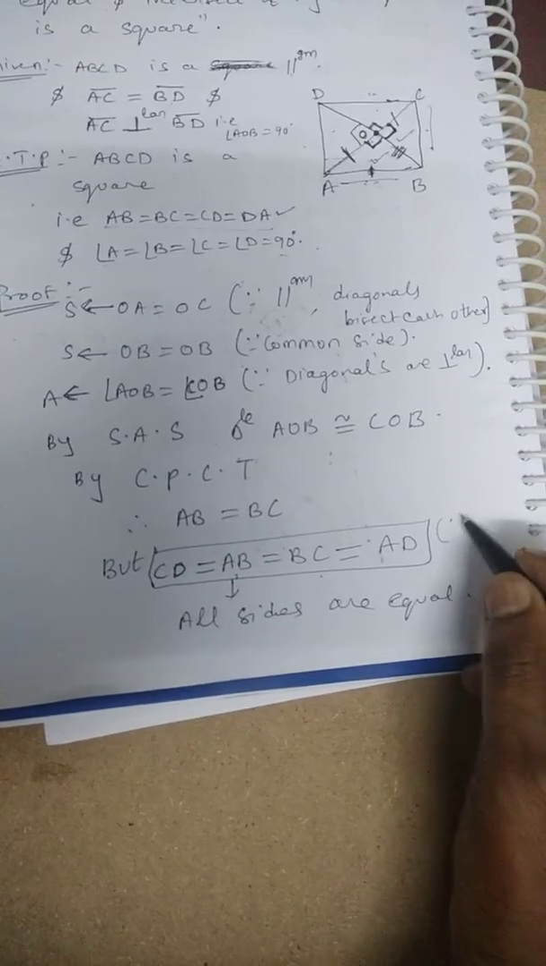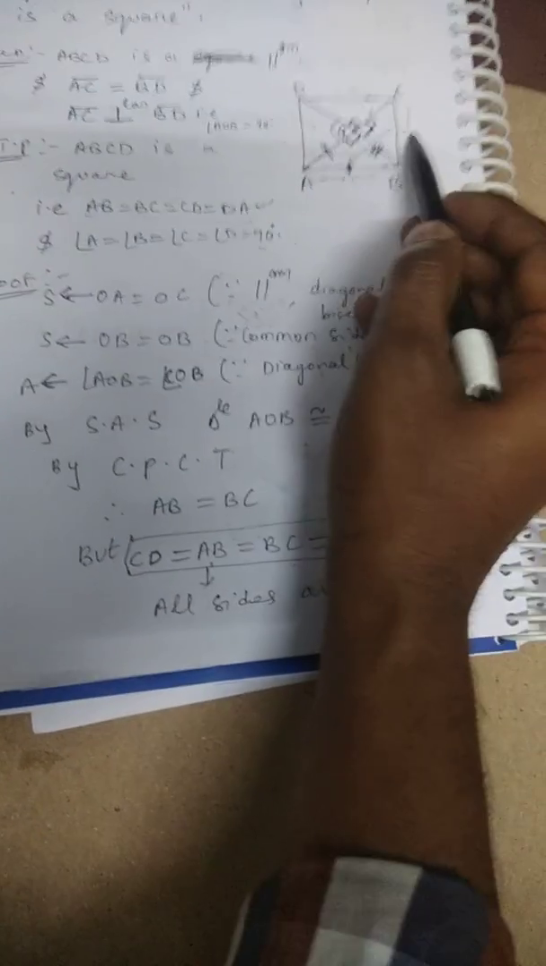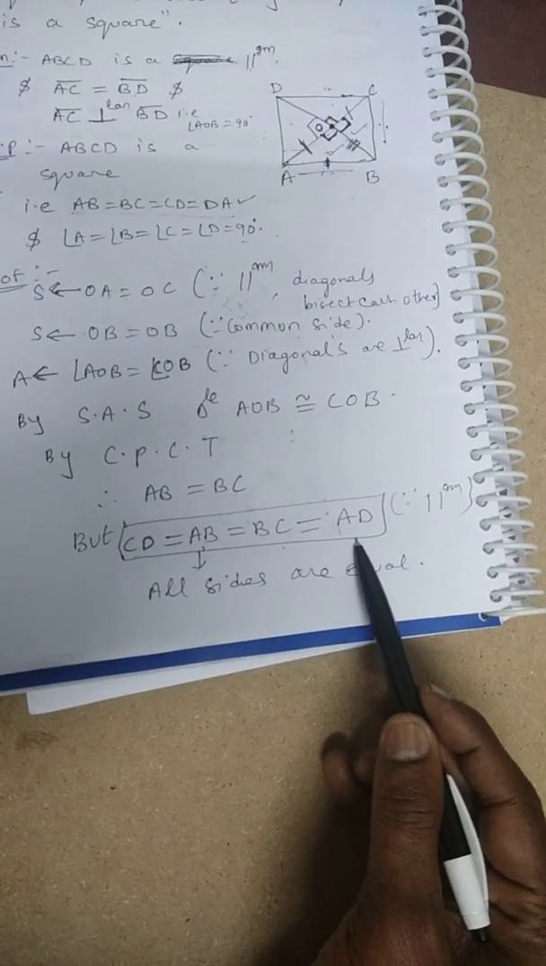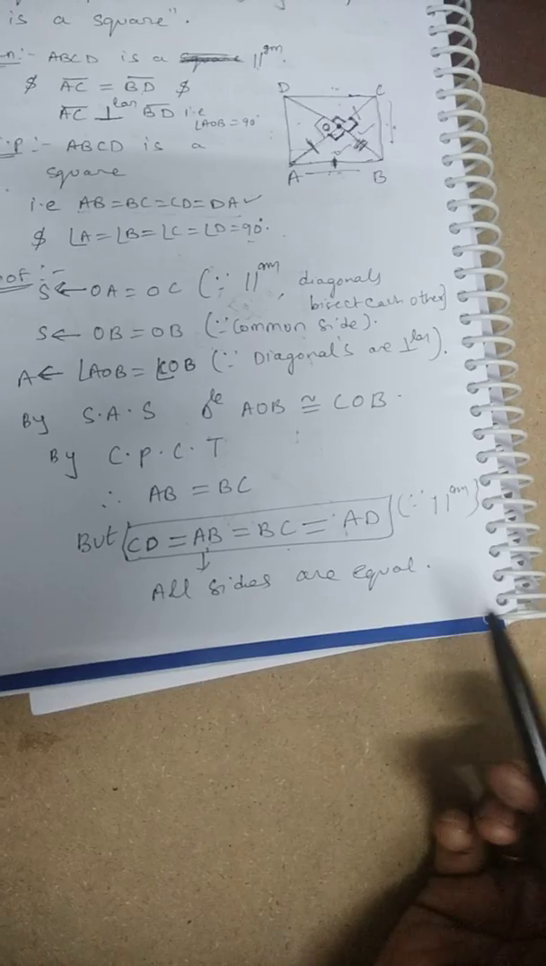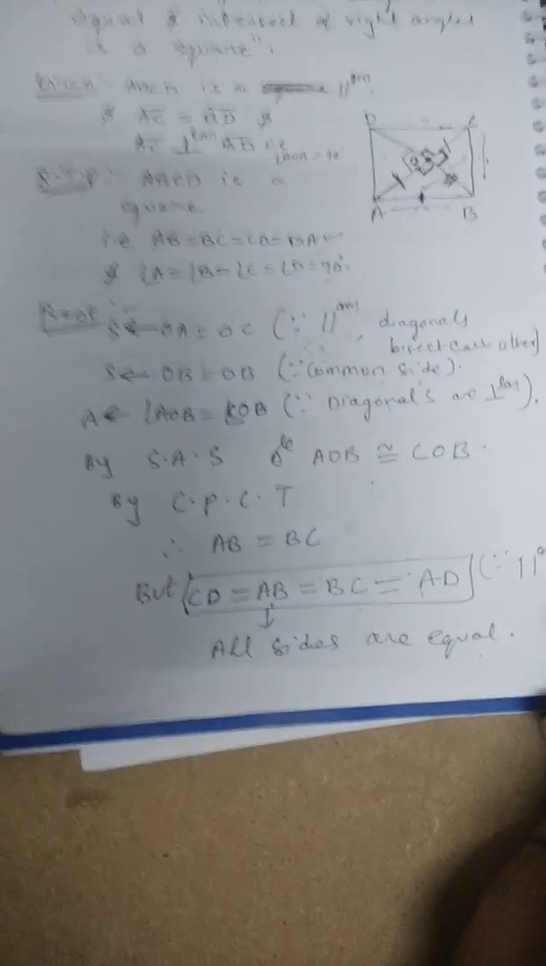Why is this so? Since it is a parallelogram, opposite sides are equal. So AB is equal to CD and BC is equal to AD. So automatically all four sides will be equal. But all sides being equal is not enough.